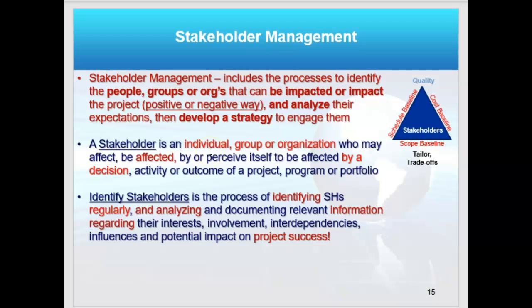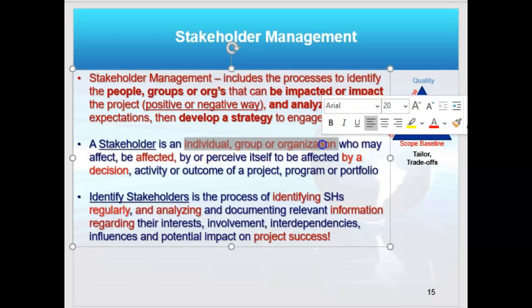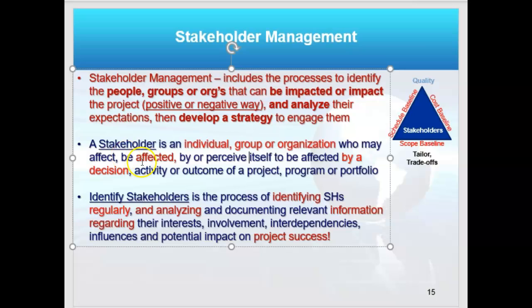So a stakeholder defined specifically is an individual, group, or organization who is affected by a decision in the project. That's the summary in red. The whole definition is the red and blue together. You can read it. Same with identify stakeholders. My summary definition is in red, but the whole definition is there for your review. So to identify stakeholders, I want to identify them regularly. I want to analyze information regarding them that impact project success. That's what I'm trying to do in identify stakeholders.